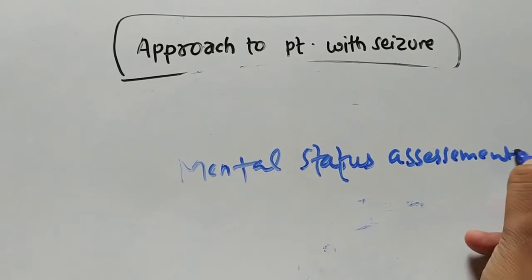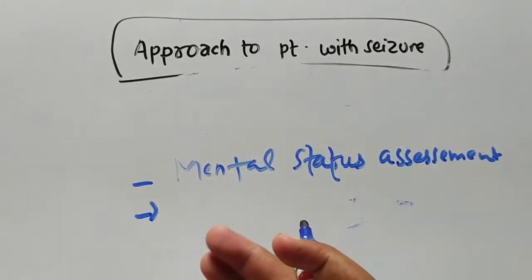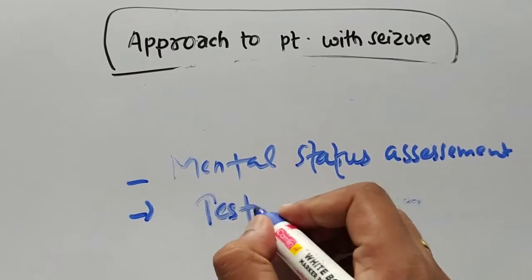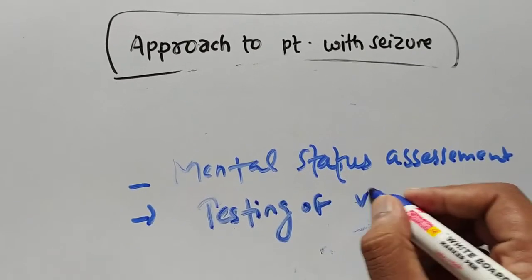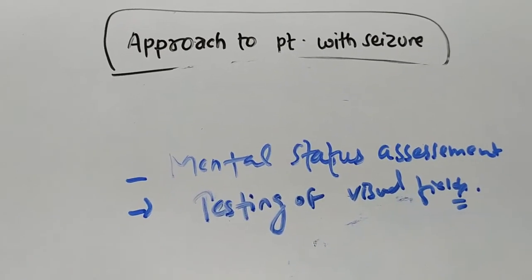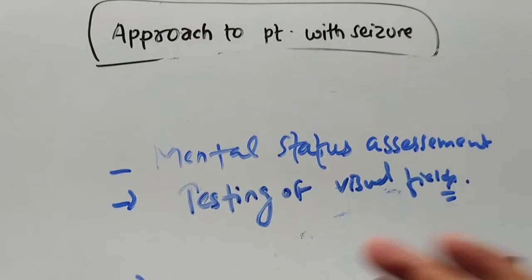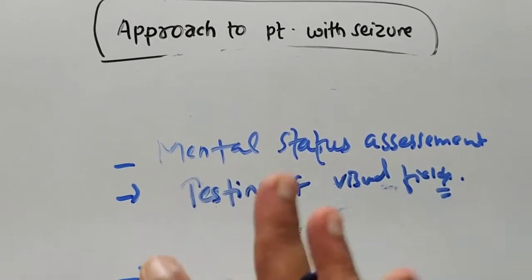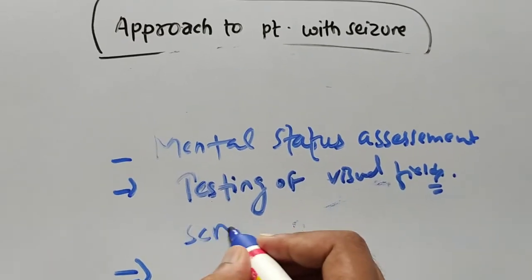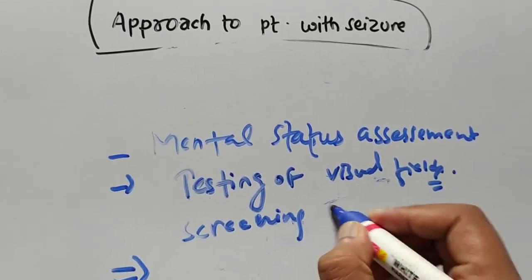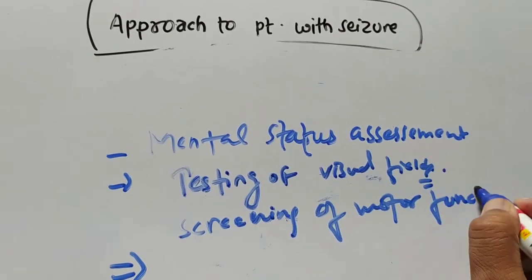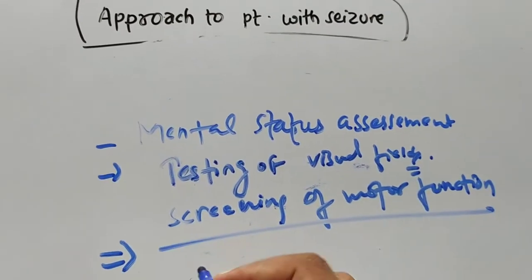Another thing, you should always try to see if there is any kind of visual dysfunction. So test the visual fields. And also see if there is any problem with the deep tendon reflexes or the motor function. So screening of the motor function can be done. Basically this screening of the motor function will tell you about the status of the CNS.